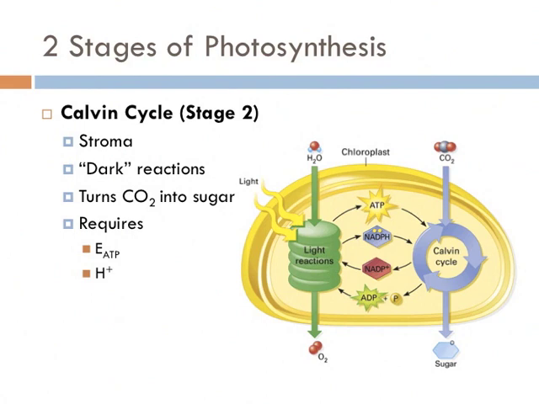And there are several steps to the process which I won't go into detail here. The important point is that carbon dioxide enters the Calvin cycle in the presence of chemical energy of ATP and NADPH and produces sugar, specifically glucose, from carbon dioxide.